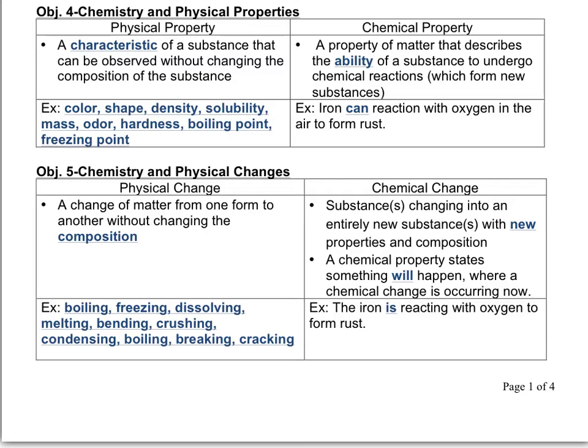A chemical change, on the other hand, is where a new substance is actually formed, so it's undergoing a change. So a chemical property states that something will happen. Remember, up here is the ability to happen. Down here, it's happening right now, so the change is occurring right now. It's not going to happen, it is happening. So the difference is the iron is reacting with oxygen to form rust. So that's the difference there. Can, will, could happen is the property; is happening right now is the actual change.